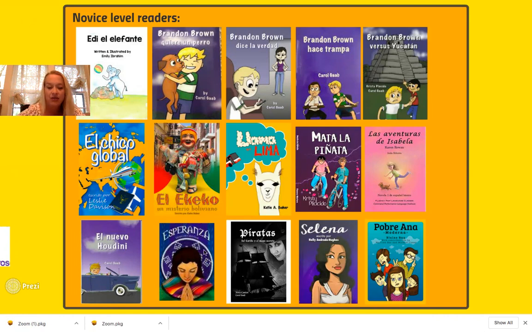And I do want to mention Esperanza is one of my very favorite books. In fact, I love it so much that I actually read it in level 4. It's written in both present and past tense, as is El Nuevo Houdini, I believe. So you can kind of differentiate with this book, and it's culturally rich. It's about a Guatemalan family that's escaping Guatemala to live a safer life in the United States.